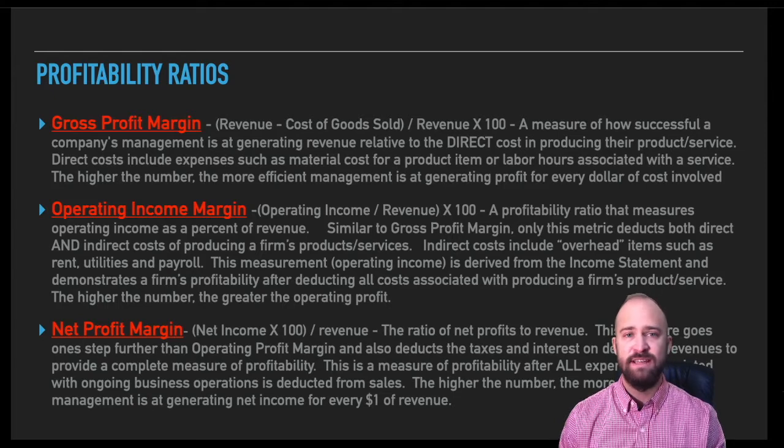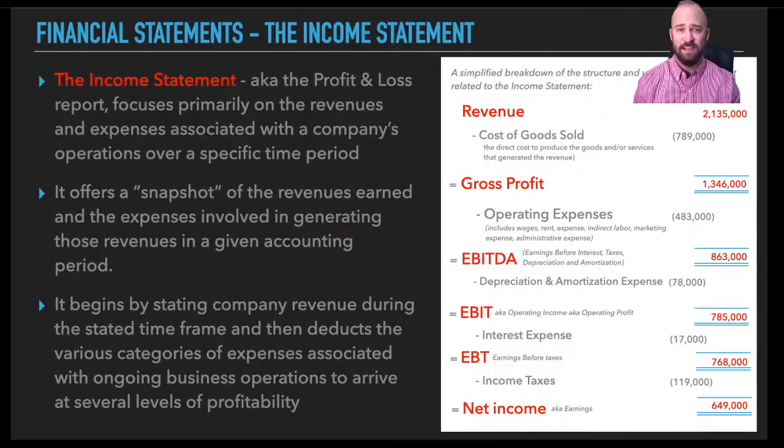So let's jump back over to the income statement and I'll do a quick recap on what each of these levels of profitability represents. So again, the income statement is one of the financial statements and it gives a snapshot of the revenues earned and the expenses involved in generating revenue during a given accounting period. The top line of the income statement is revenue or sales. That's the total dollar amount of sales that a company made during that accounting period.